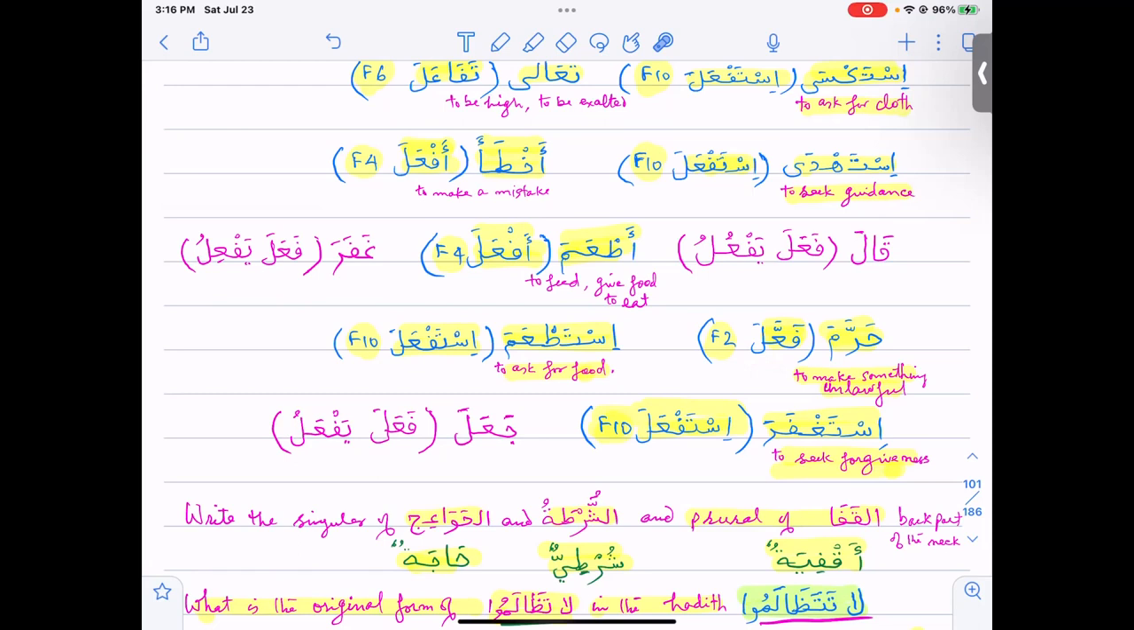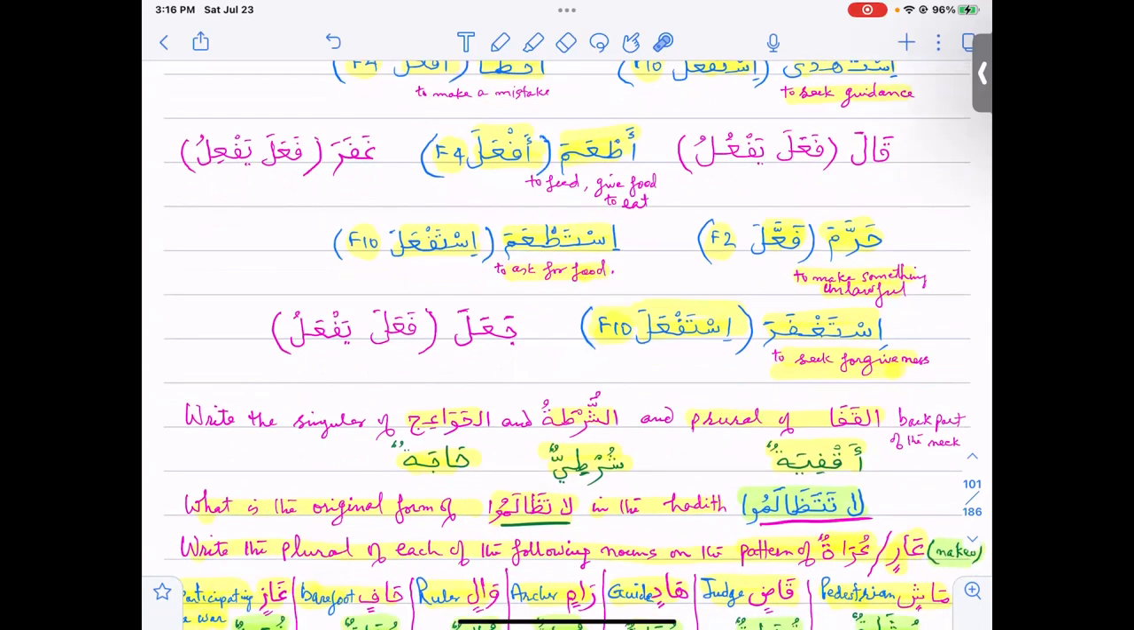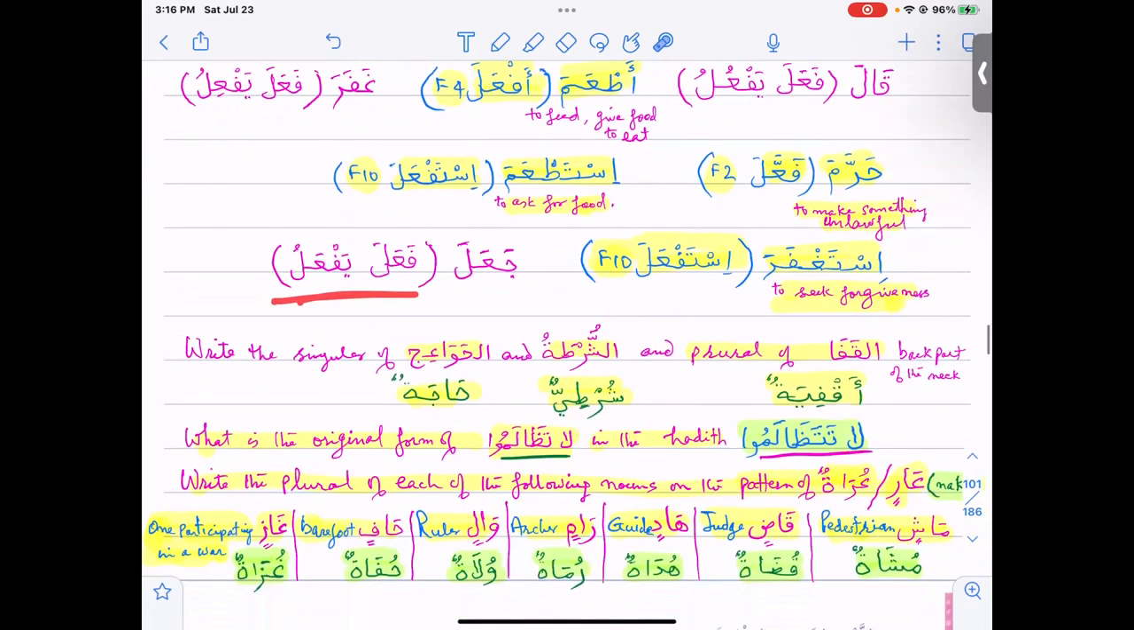Istat'ama, you see, at'ama, to feed somebody, give food to somebody to eat. And then istat'ama means to ask Allah subhanahu wa ta'ala for food. Istafa'ala. You will have to read that hadith again to understand the gist of it, inshallah. Istaghfara, to seek forgiveness. Istaghfara, istafa'ala. Ja'ala yaf'alu, to make or create something.